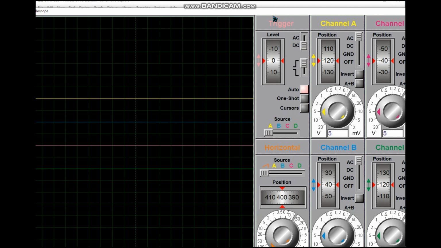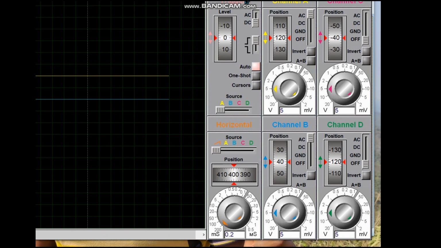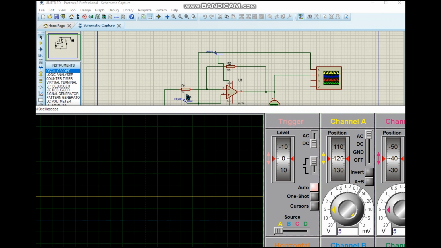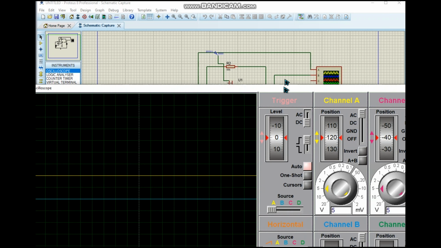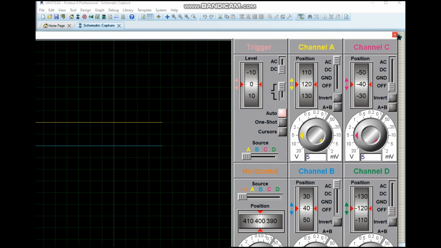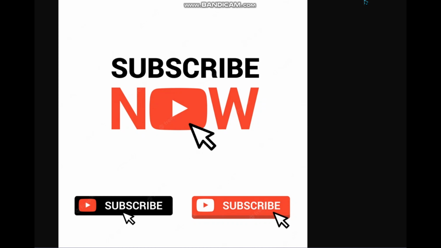In this circuit we use a DC voltage source and also a DC voltmeter. We see the graph will be a straight line because we use a DC signal, and we know a DC signal is a straight line, so there is no frequency change. So it's proved that the inverting and non-inverting amplifiers work, and this is DC, so the DC signal is also amplified.